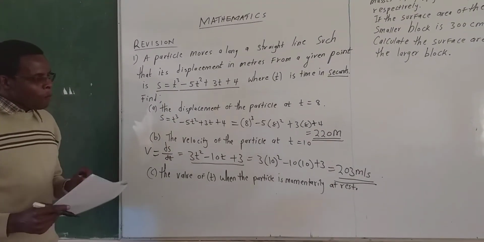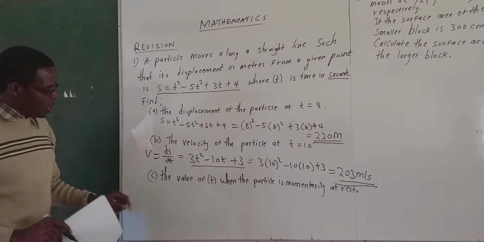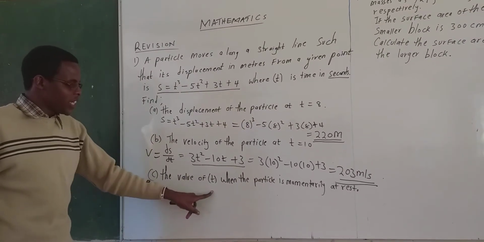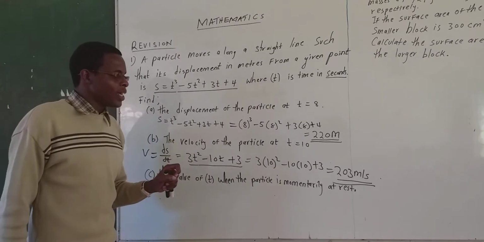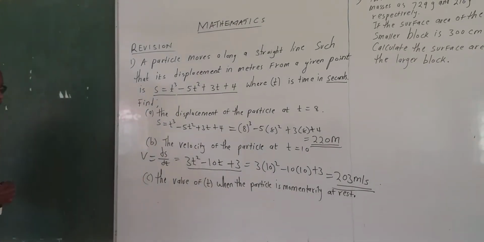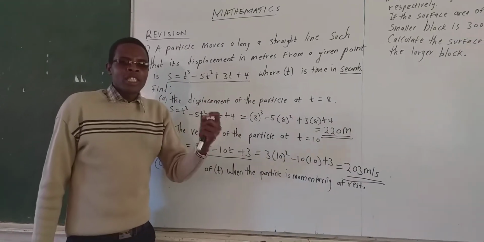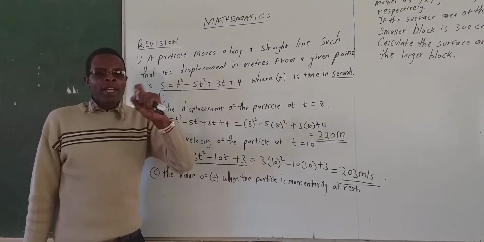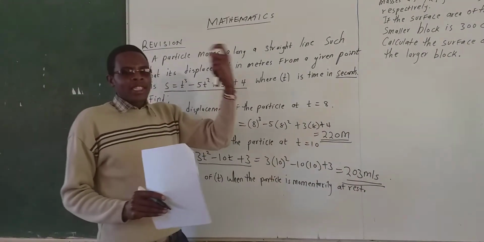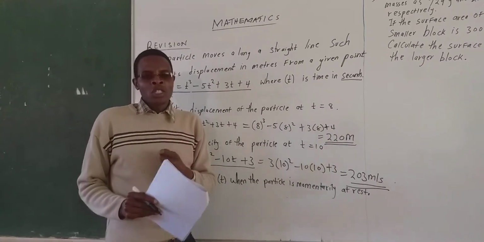Now, let us try to cover part C. When we talk about part C, we have: find the value of t when the particle is momentarily at rest. When the particle is momentarily at rest, that implies our velocity is equivalent to 0, or our ds over dt is equivalent to 0. A particle is at rest when velocity is equivalent to 0.